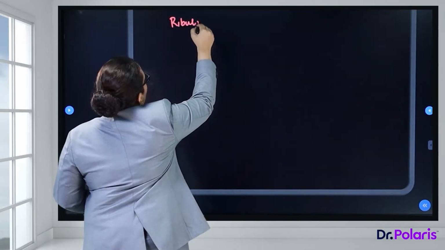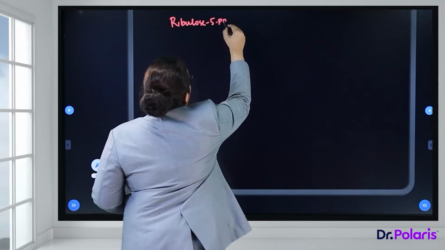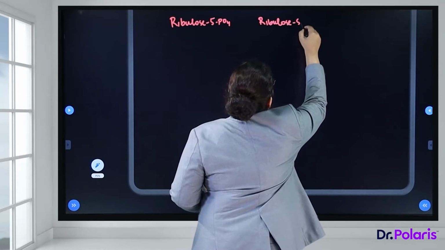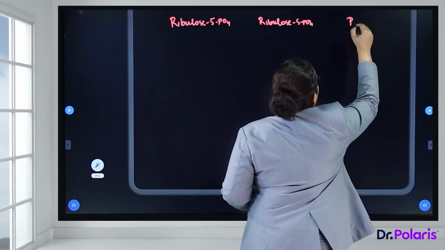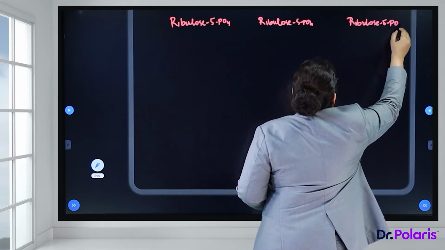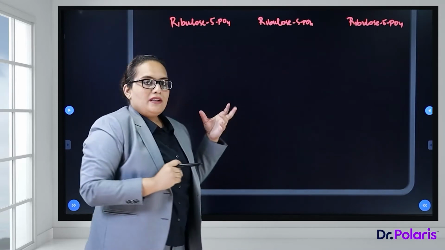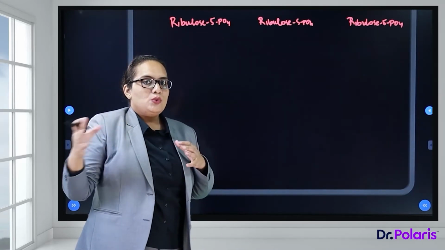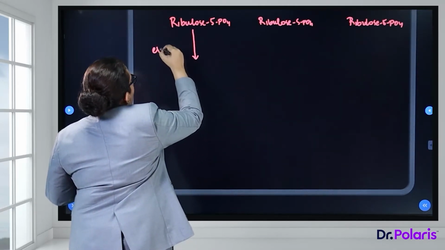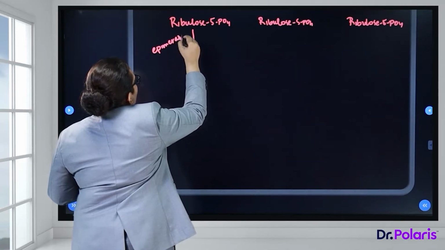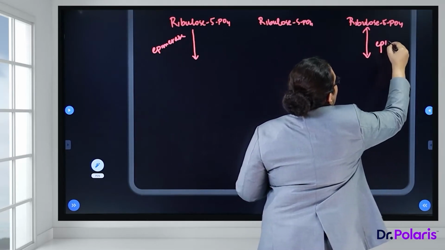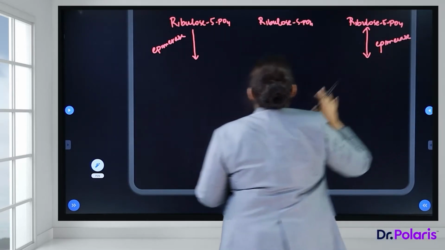So I'll just write those 3 substrates over here. Ribulose 5-phosphate, and the last one here. So 2 of the ribulose 5-phosphate molecules get converted to an epimeric form with the help of the enzyme epimerase. So what do you mean by epimerase? Again, these are reversible reactions.